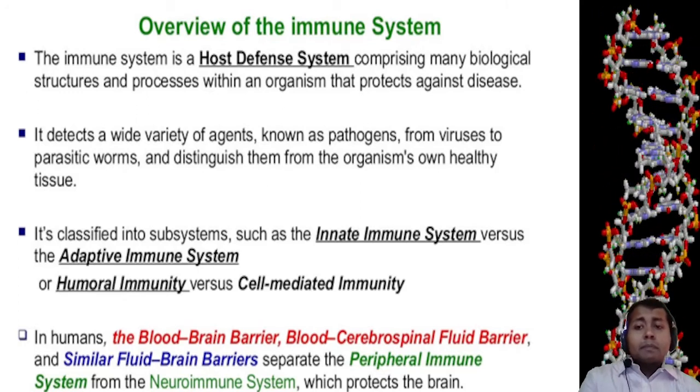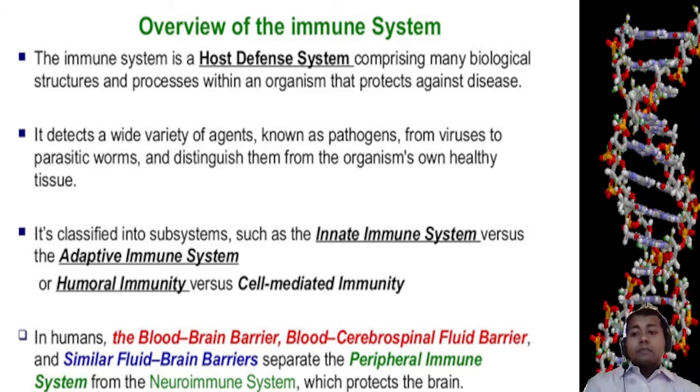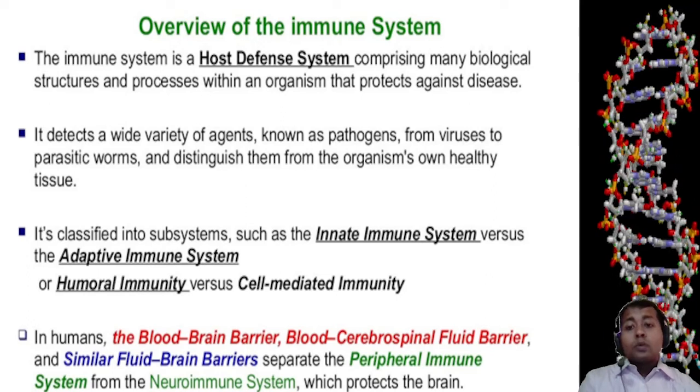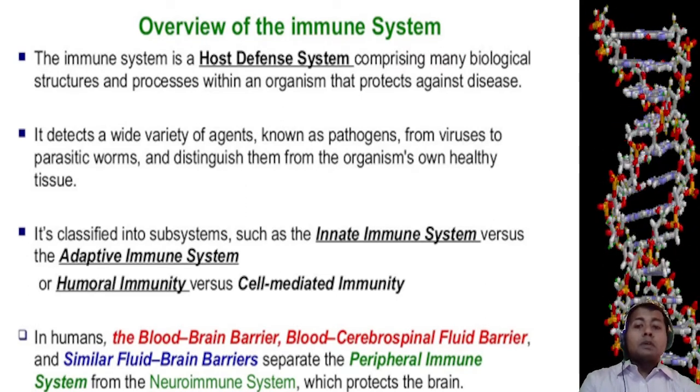In humans, the blood-brain barrier, blood cerebrospinal fluid barrier, and fluid-brain barriers are there, which separate the peripheral immune system from the neuroimmune system, which protects the brain.